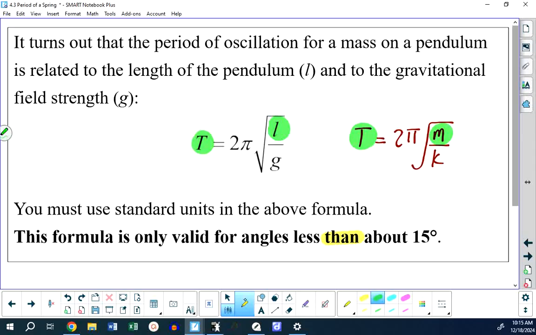I think you would also agree that if the gravitational field strength that the pendulum is in is very weak, the period is going to be longer as well. So there's a direct relationship between the period and the length, or the period and the mass, but there's an inverse relationship between the period and g, and the period and k. It's an inverse square root relationship. It's a complicated one, but it's an inverse. So very, very similar structures.